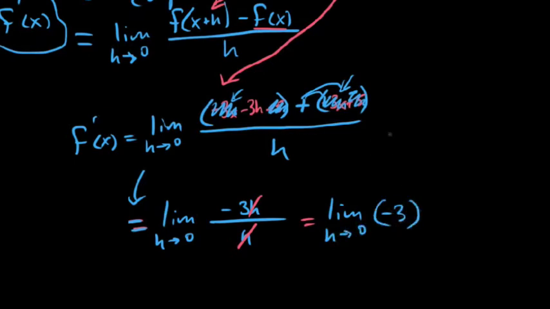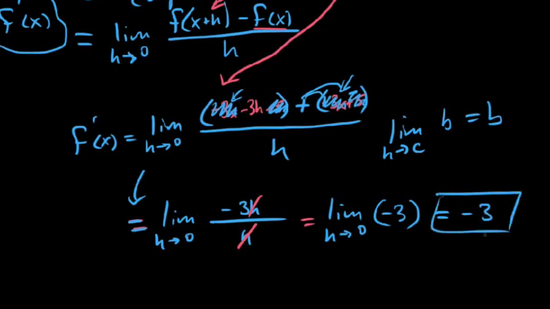And if you remember, there's just a law. It says the limit as h goes to c of some expression b, where b is a constant, you just get that constant value. So in this case, the limit of -3 is just -3. So what I want you to understand is, this right here is f prime of x. That's what f prime of x equals.